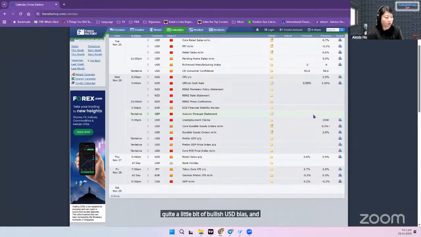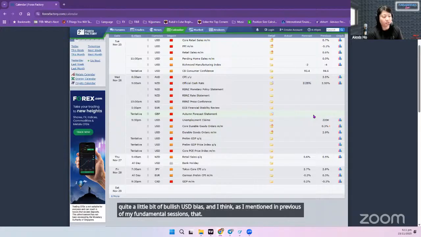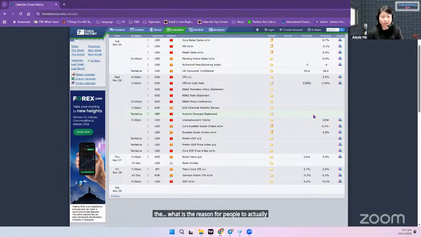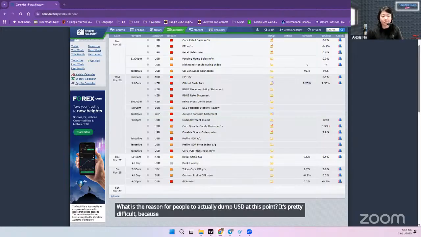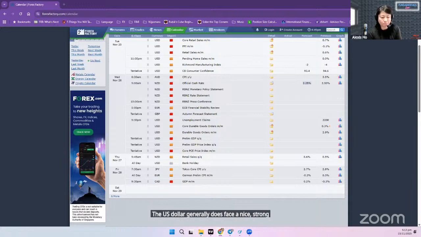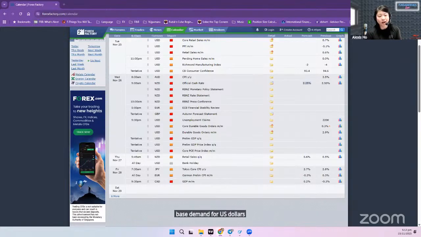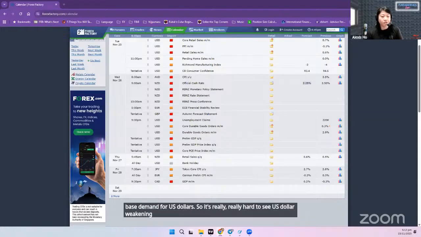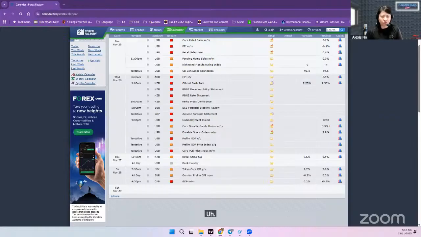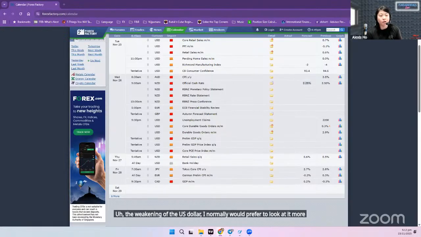And I think, as I mentioned in previous fundamental sessions, what is the reason for people to actually dump USD at this point is pretty difficult, because while there is a negative sentiment due to expectations of interest rate drops in the USD, the US dollar generally does face a nice strong buy side demand because of its status as a global reserve, and also because if you are buying oil, you're buying gold, you're buying stocks, you will need to have USD on hand, right? So there is a general base demand for US dollar. So it's really hard to see US dollar weakening exponentially or very aggressively. The weakening of the US dollar, I normally would prefer to look at it more as a pullback, depending on whether the pullback is deep or not.